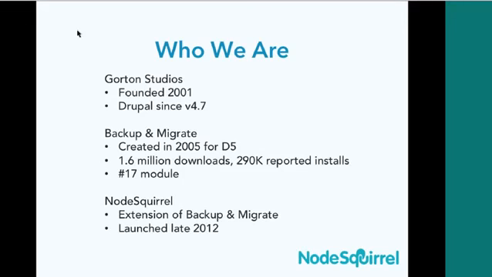And so NodeSquirrel is an offsite extension of Backup Migrate. It's a destination, basically, for Backup Migrate to send things. And so we're going to be talking about Backup Migrate and why it's useful and such. But NodeSquirrel is basically a paid service that extends Backup Migrate effectively to make it easy to get your backups offsite.